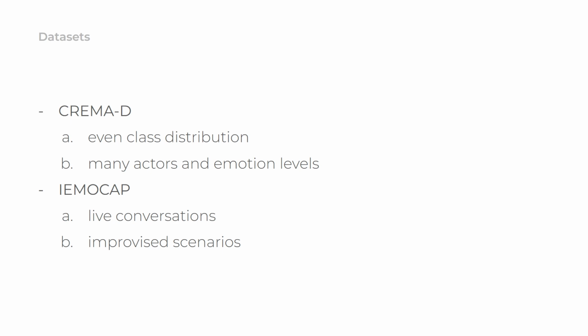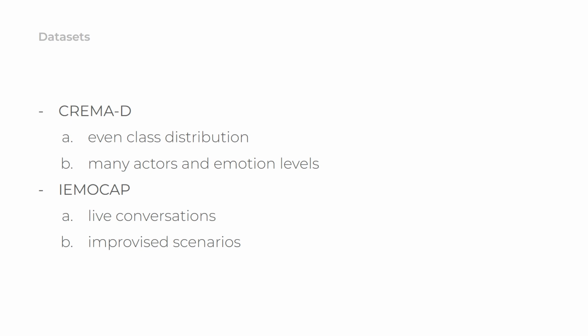CREMA-D. It contains audio and video recordings of 91 actors expressing 6 different emotions: happiness, sadness, anger, fear, disgust, and neutral, for a total of 7,442 samples. And IEMOCAP, which contains interactive sessions between actors, in other words, live communication, with 10 emotions with more than 12 hours of audio data.